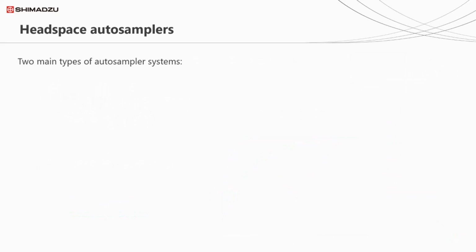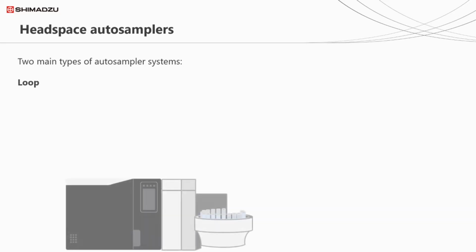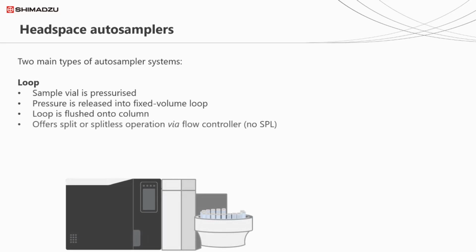Headspace can be performed manually or using an autosampler. It's not possible to use a liquid autosampler to perform headspace analysis, but there are multi-purpose autosamplers that can perform liquid, headspace, and a variety of other sampling techniques. For headspace, there are two main types of autosampler. The first is a dedicated headspace sampler. These systems offer the best sensitivity and reproducibility, and use what's known as a loop system.